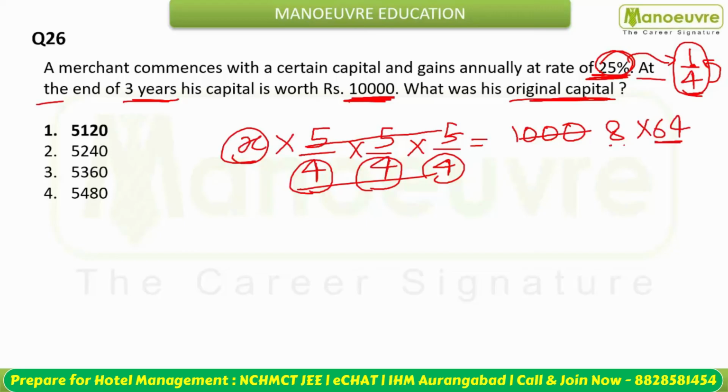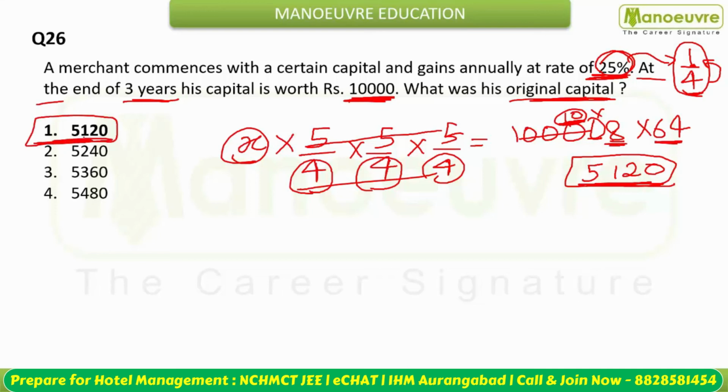Now 64 into 8 is what? 8 cube, that is 512. And I think, oh, this was 10,000 now. Okay, a 10 is remaining here. This was 10,000, not 1,000. That is 10 into 8 into 64 is what? 5,120 rupees. So option number first gonna be your correct answer here.